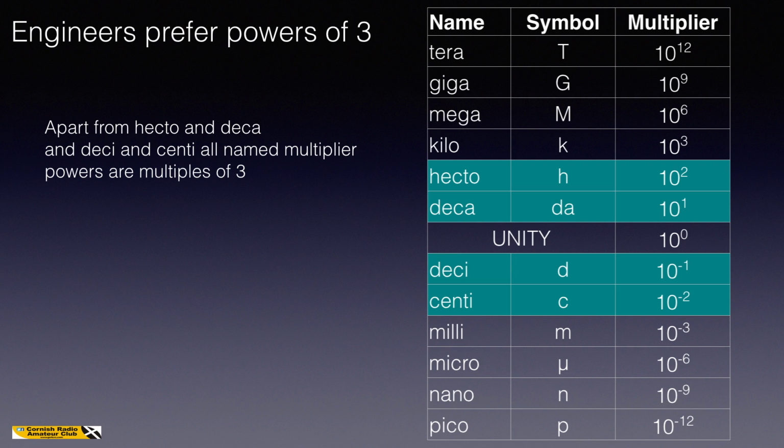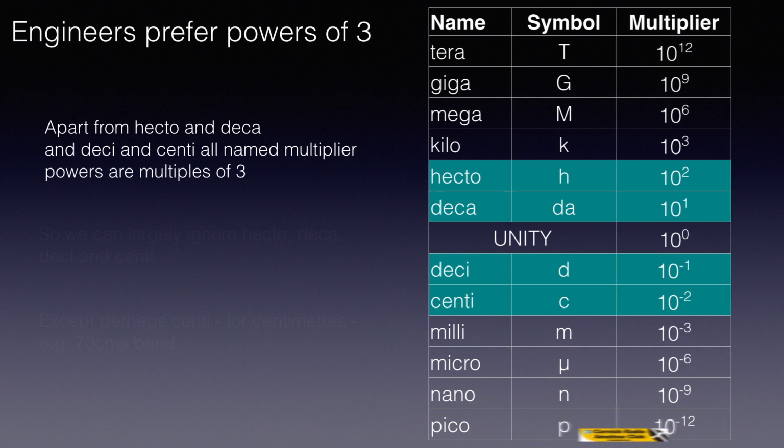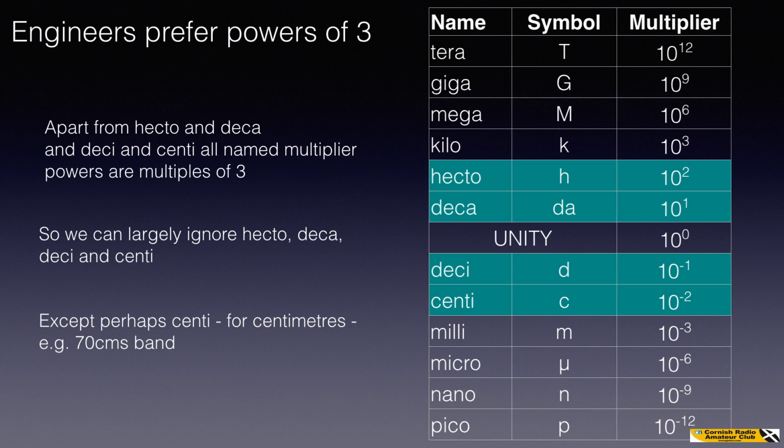So, apart from those 4, you will notice that all of the powers there are multiples of 3. In other words, 10 to the 3, 10 to the 6, 10 to the 9, 10 to the 12, and on the smaller than 1 side, 10 to the minus 3, 10 to the minus 6, 10 to the minus 9, and 10 to the minus 12. So we can largely ignore hecto, deca, deci, and centi.